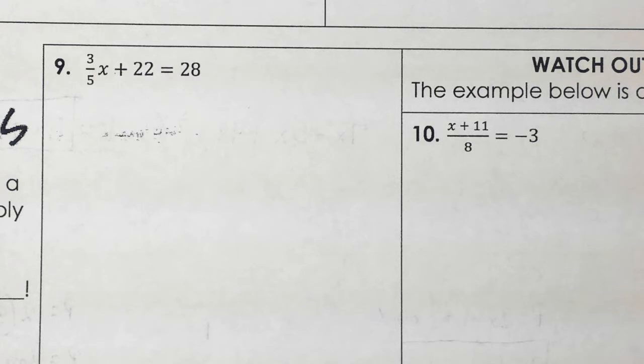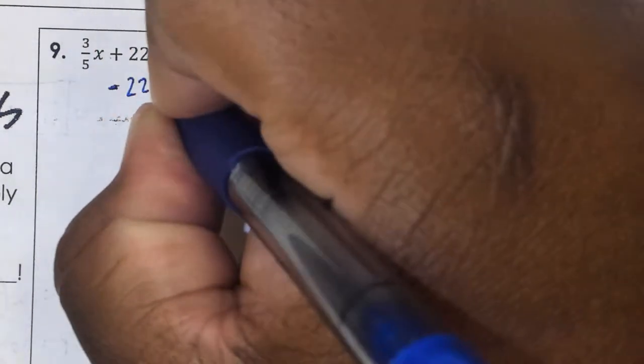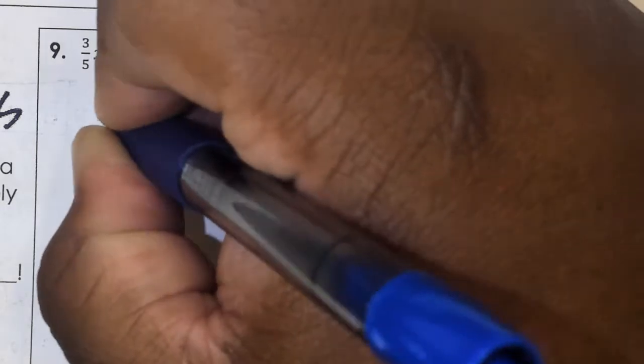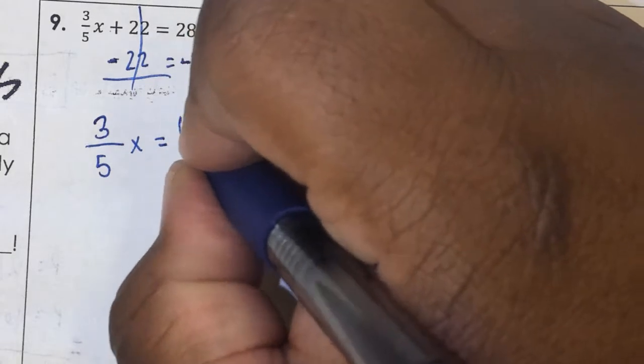On number 9, the first thing I want to do is move the constant, which is 22, subtracting that to the other side. So minus 22. So I'm left on this side with 3 over 5x equals 28 minus 22, which is 6.